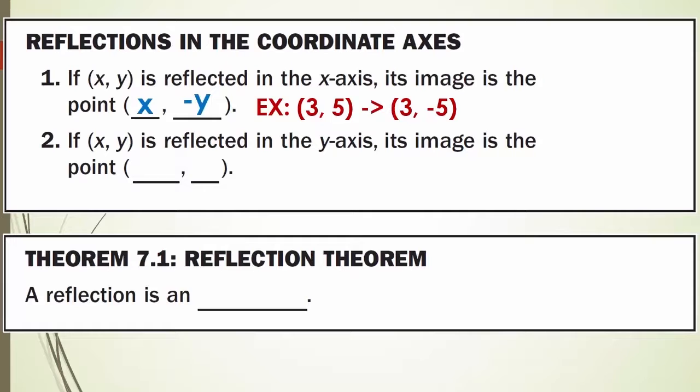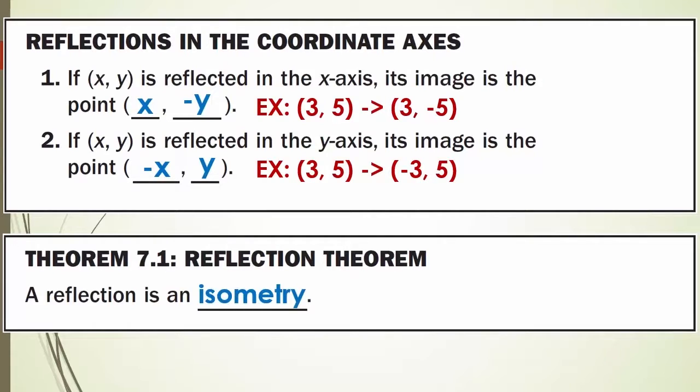If we are reflecting the points x and y across the y-axis, again, we're going to keep it as x and y, but this time we're going to change the x to its opposite. We would have negative x and y. So an example of that would be if you're taking 3 and 5 and reflecting it across the y-axis, then we would get negative 3, 5. Also remember that a reflection is an isometry, meaning it does not change its size.